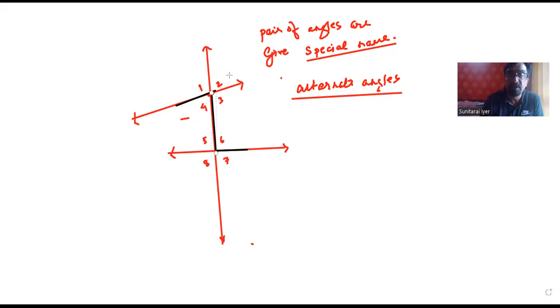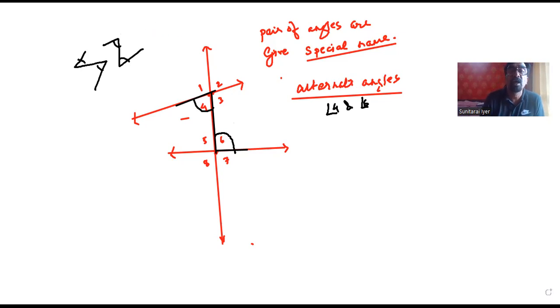It looks like the letter Z, a black letter Z. Remember, the angles in a Z are called alternate angles. This is a straight Z, and this is a reversed Z. Angles in a Z are always called alternate angles. In the black Z you can see angle 4 and angle 6. Angles in a Z are alternate angles, so angle 4 and angle 6 are a pair of alternate angles.